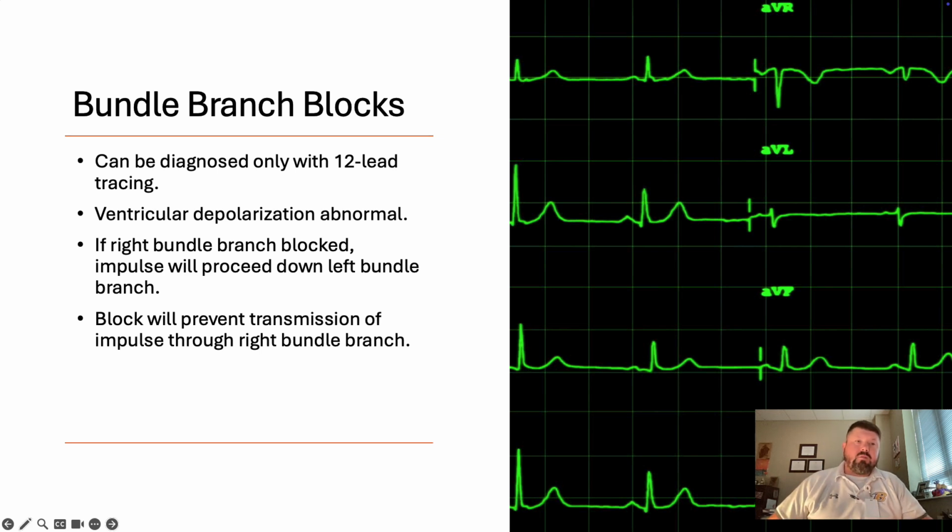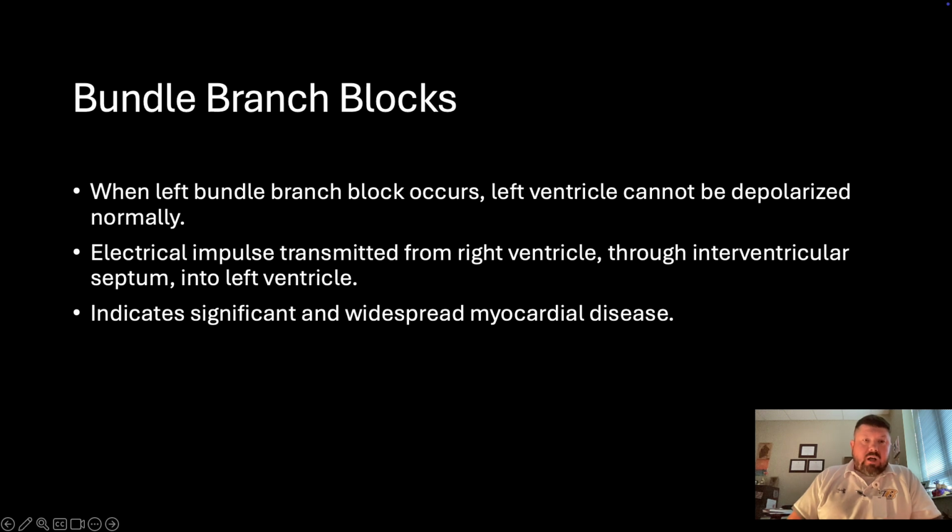One of the things you need to remember is that the QRS complex is going to be wide, greater than 0.12, and it's also going to be a sinus rhythm typically. So you'll have a P wave, but then you will have a greater than 0.12 second QRS complex. So when the left bundle branch block occurs, the left ventricle cannot be depolarized normally. Electrical impulse transmitted from the right ventricle through the interventricular septum into the left ventricle indicates significant and widespread myocardial disease.